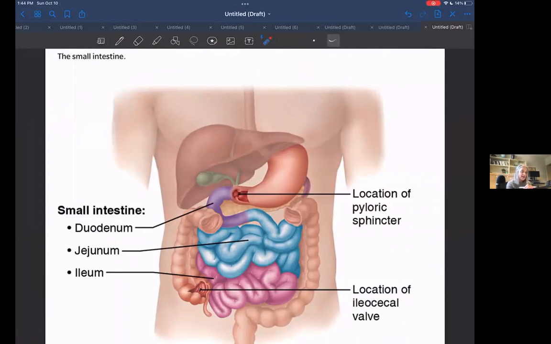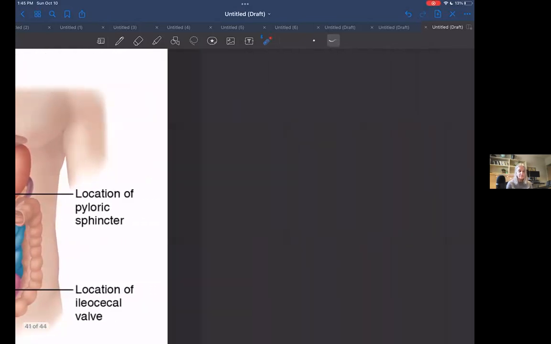So here is my pyloric valve. This is my first part, which is called the duodenum. And then we have the jejunum, and then we have the ileum. The ileum is going to connect to the cecum via what is nicely and aptly named the ileocecal valve. So let's talk about the duodenum first.